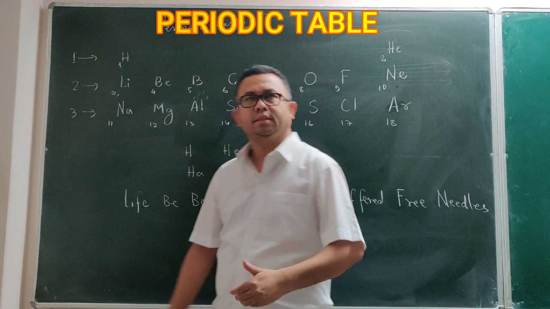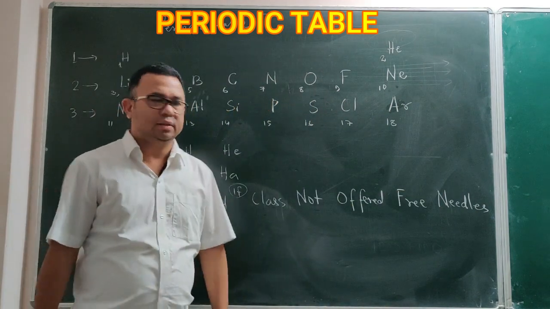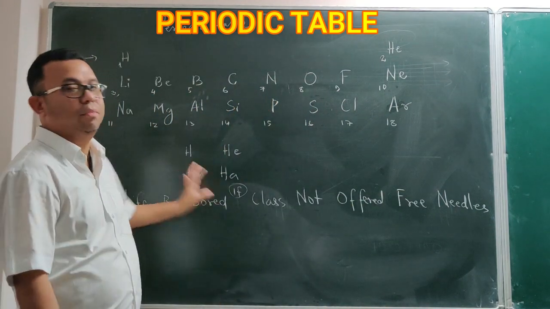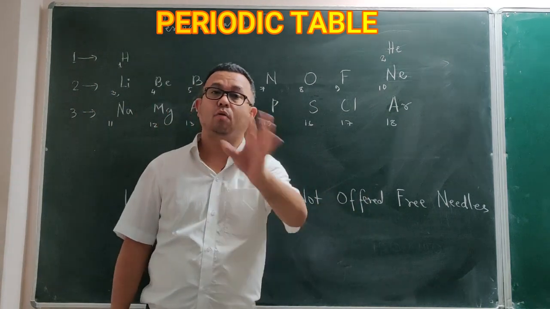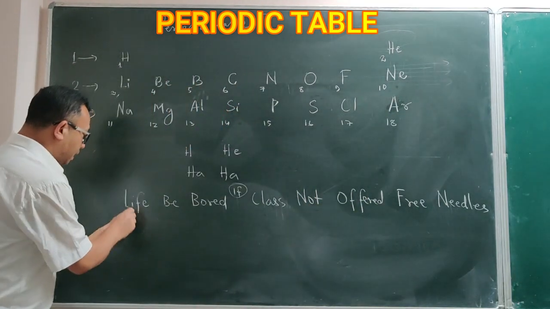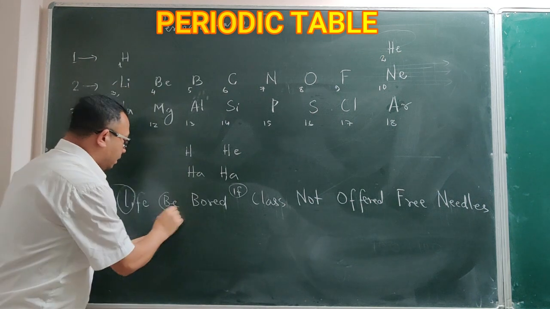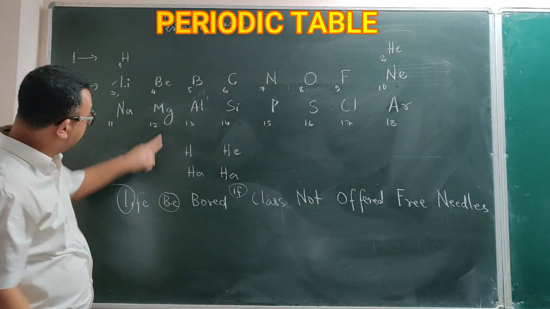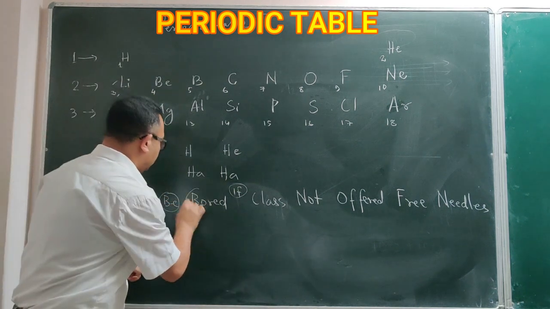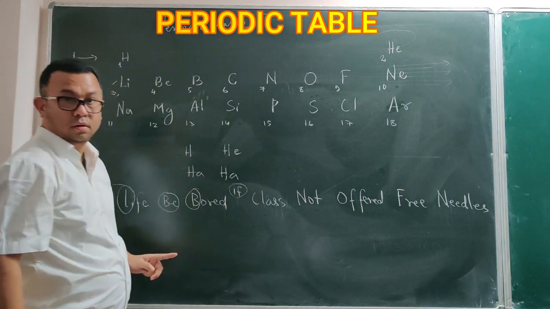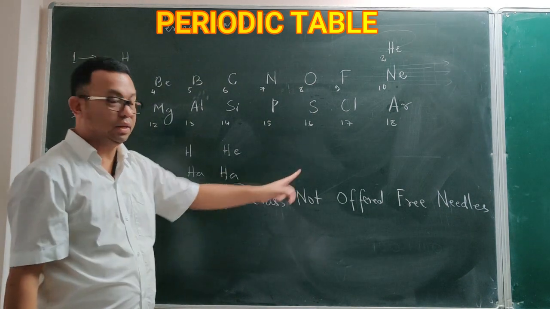So now remember the sentence. If you say it 5 times, 10 times, then I think this will remain in your mind. Life be bored if class not offered free needle. Now why is this sentence required? Because life, yes, lithium, first one. Be, beryllium. Yes, you can see beryllium. Bored, boron. As I said, this is only for continuity of the sentence.